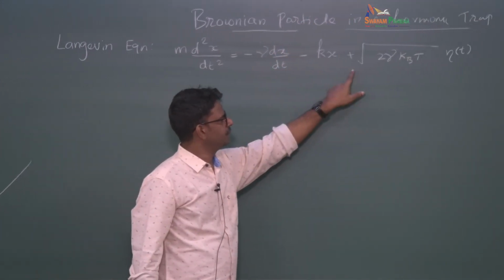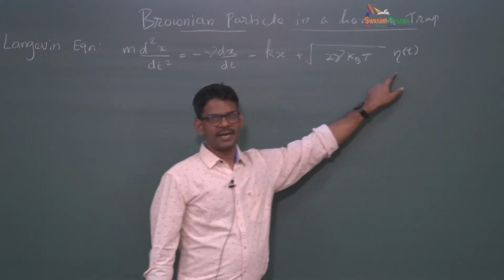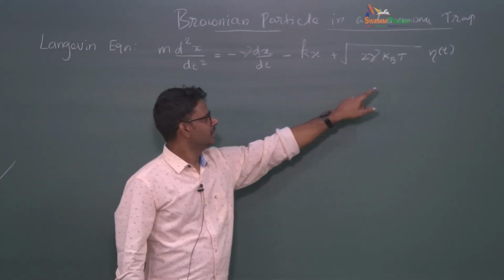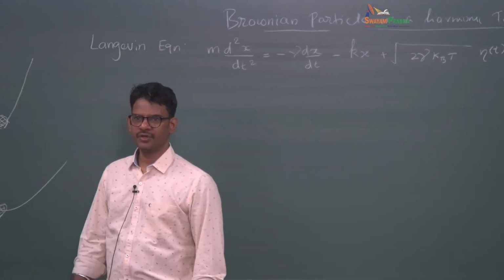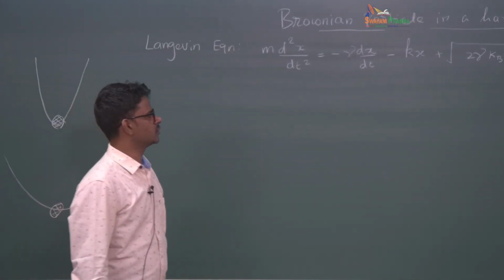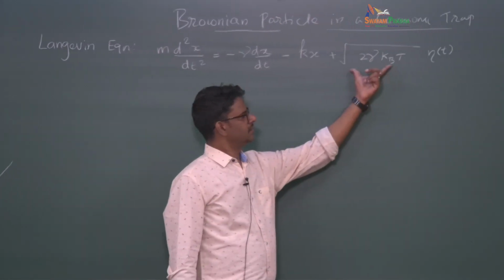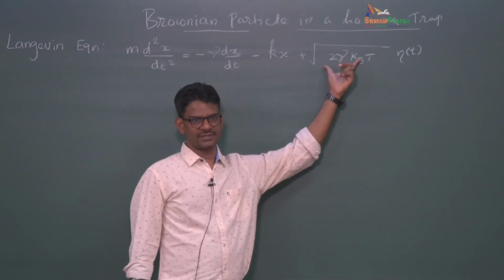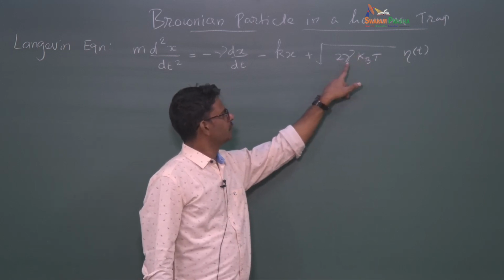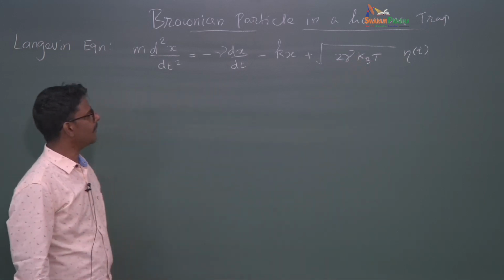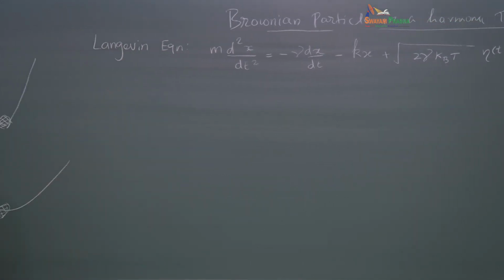This term, if you see, is a random component, a random force, and this is a unit normal random variate with zero mean and variance 1. This is the strength of the random force, given by the square root of 2 gamma kB T. Again you can see that this is a one dimensional equation.